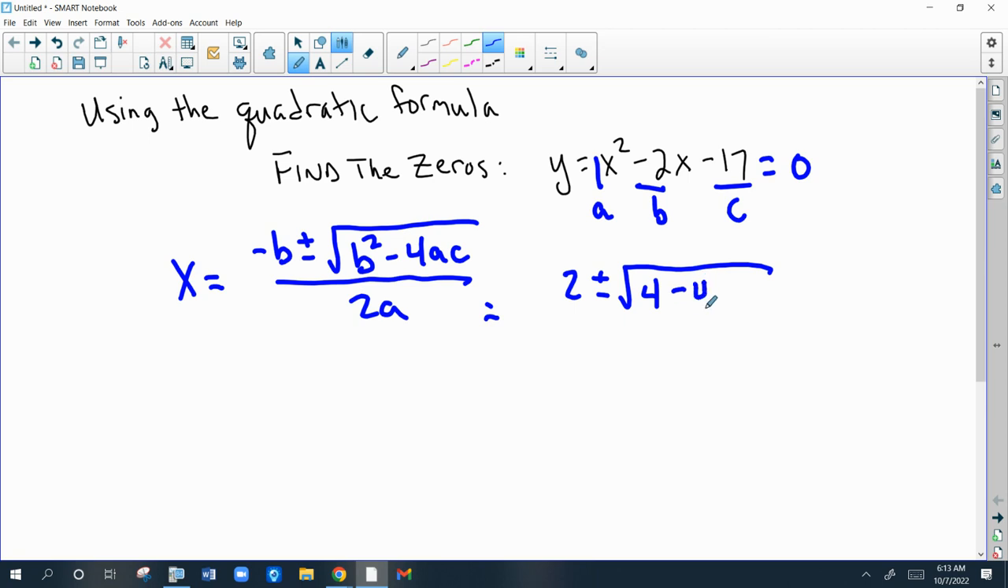Minus 4 times a, which is 1, times c, which is negative 17. The sign for that one is really important. Sign for all of them are really important.